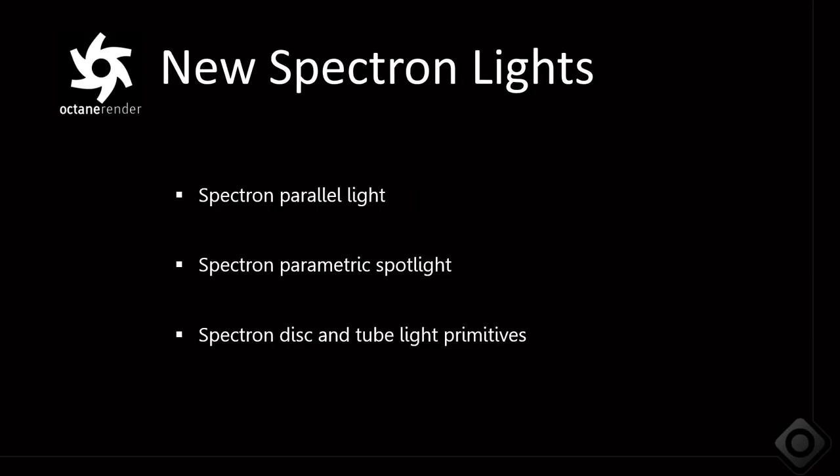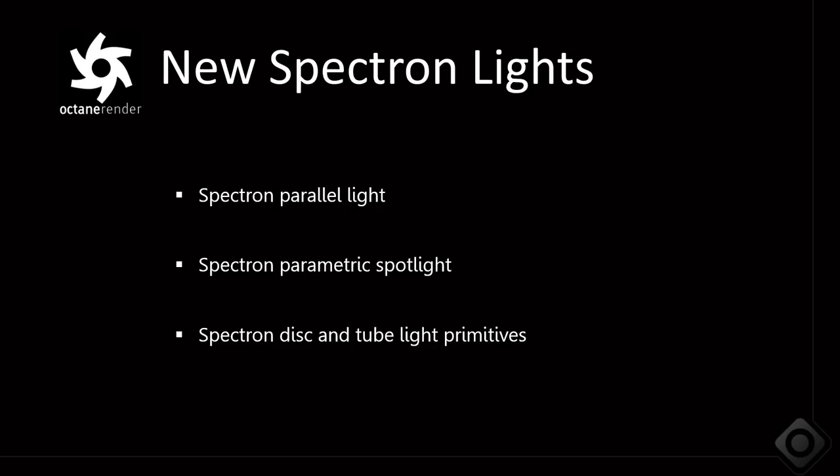Spectron is getting a bunch of new light primitives as well. A lot of these will also sort of follow the standard lights that Arnold's been using for a while. Already, Spectron does all those things for the lights it supports, but there's more that we want to add and make that sort of a standard thing, especially for scene conversion being an important factor for us. So Spectron parallel light, Spectron parametric spotlight will be added. This will be a little different than the volumetric spotlight we have now. And we're adding disk and tube light primitives as well.